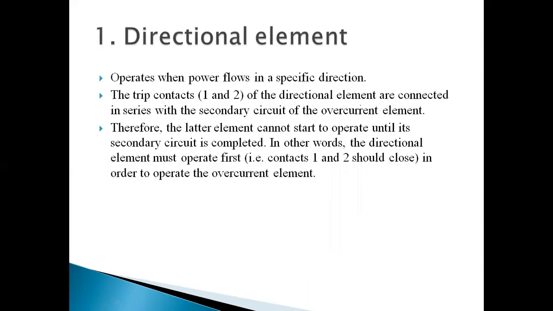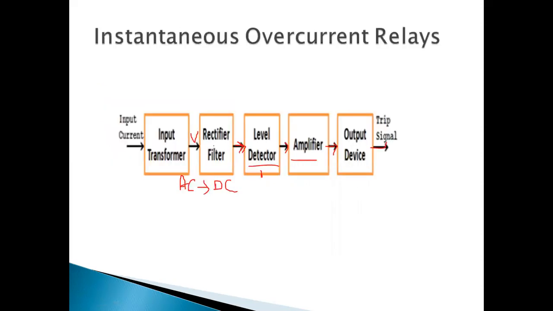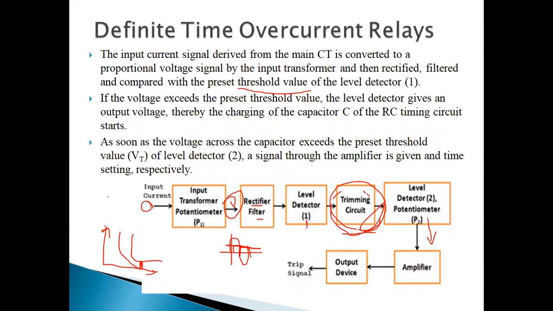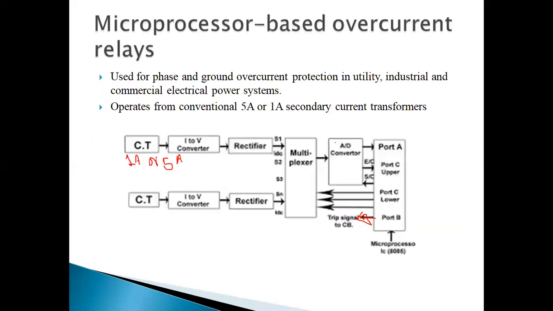But in static relays, a level detector is there, and this level detector detects the input current. The input current is compared with the fixed value of current or voltage in the level detector, and then accordingly the output will be sent for tripping. So in static relays there are some blocks.